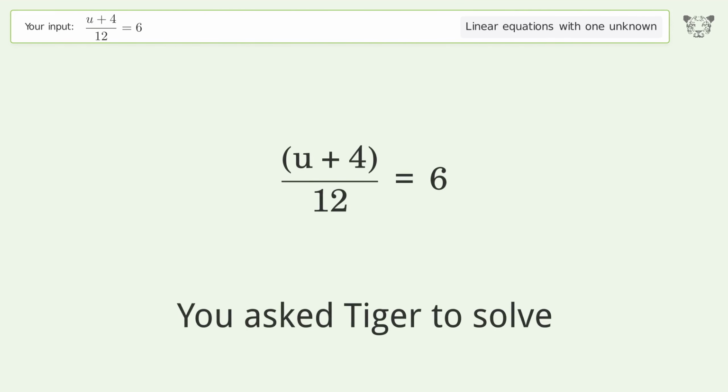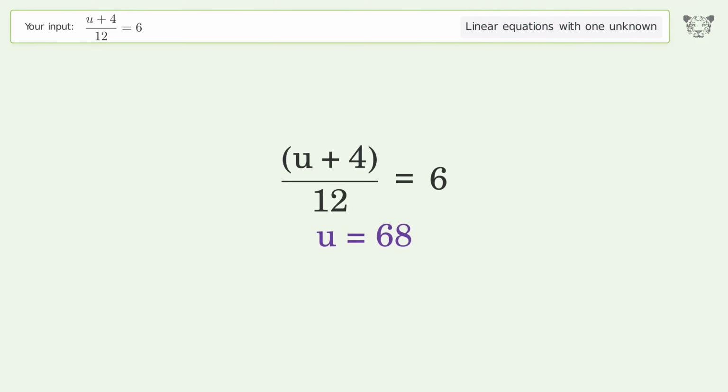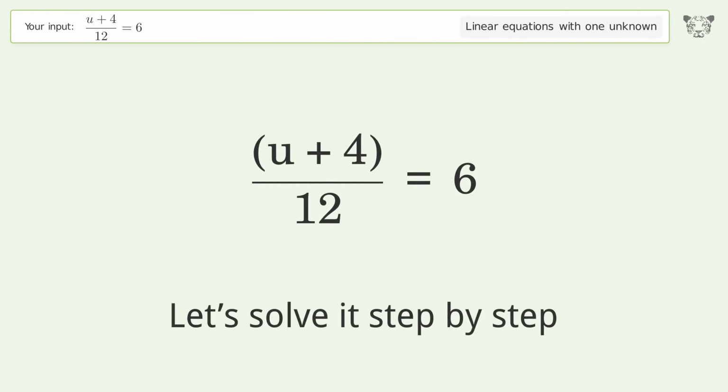You ask Tiger to solve. This deals with linear equations with one unknown. The final result is u=68. Let's solve it step by step.